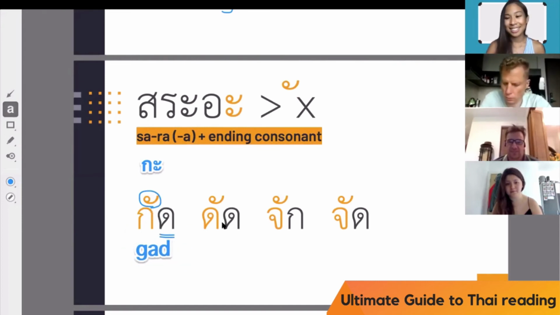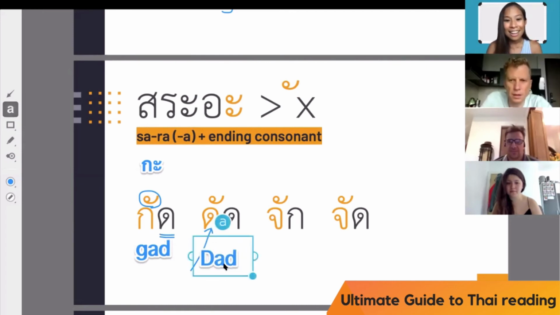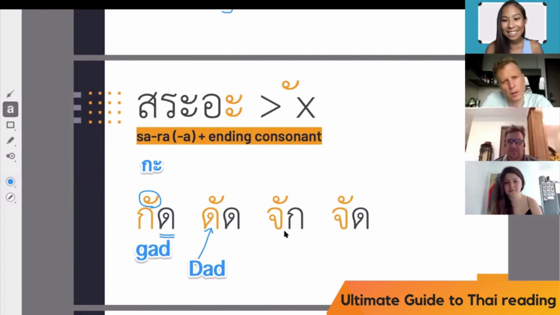Kun Marcus, ครับ, can you try reading this one? เออ, so what is this one? What sound is it? เด. So what is it? ดัด. Exactly. Next one, Kun Claire. Can you try this one? จาน. So jak. Yes, jak.